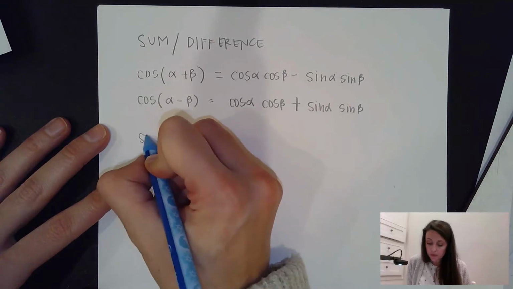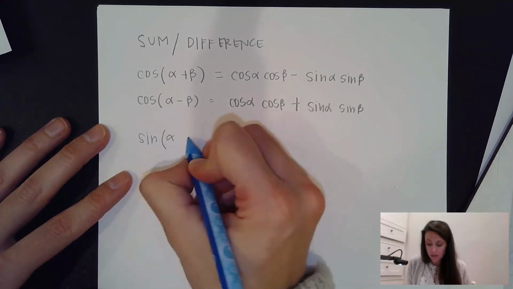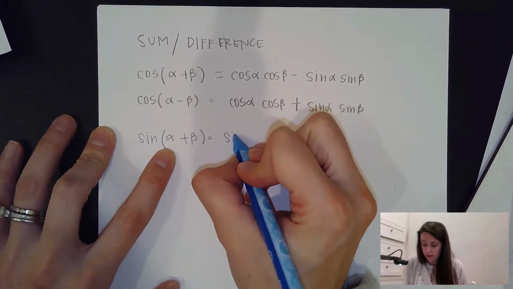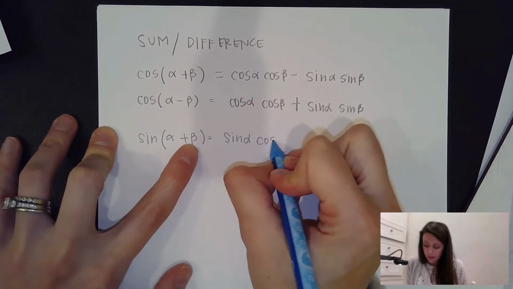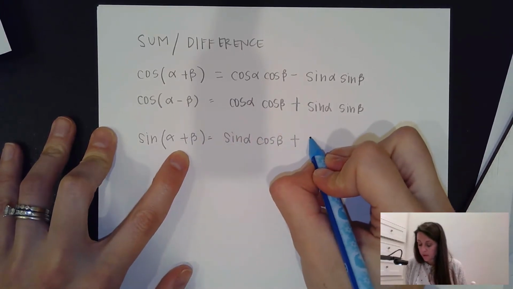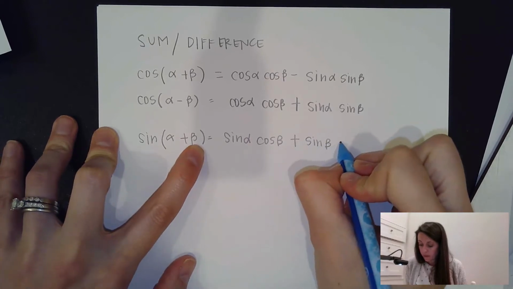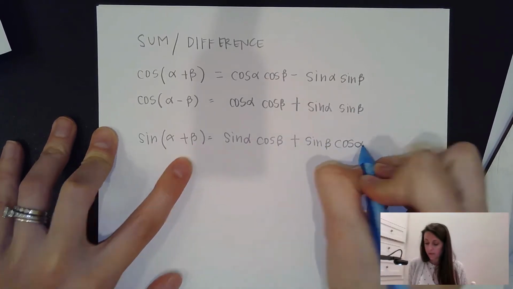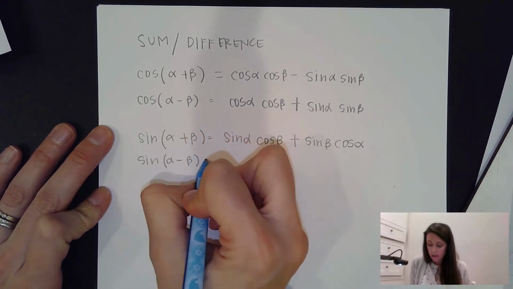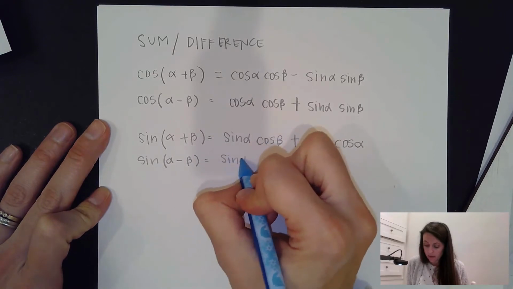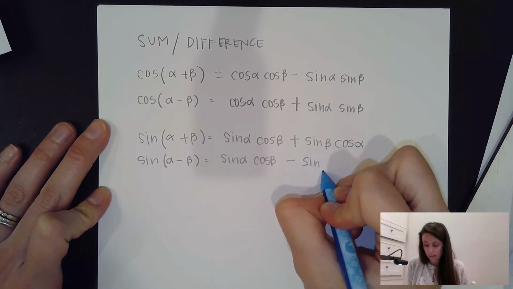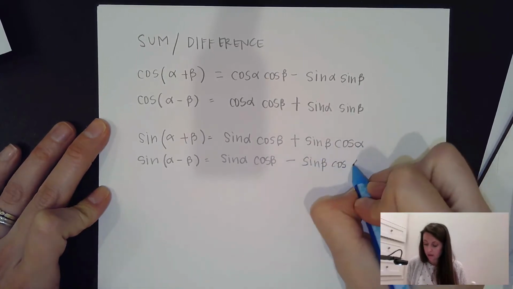Okay, so your sum and difference for sine, so if it was sine of alpha plus beta, here you're going to have sine of alpha cosine of beta. It is going to be that plus sign right there, so it's going to be plus, and then it'll be sine of beta cosine of alpha. And then if it was sine of alpha minus beta, it's going to be sine of alpha cosine of beta minus sine of beta cosine of alpha.